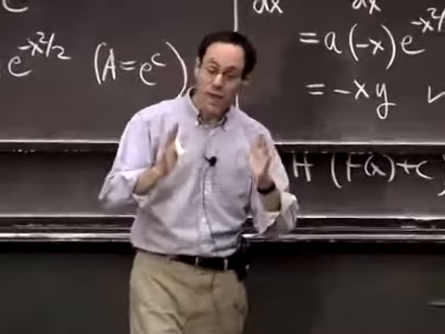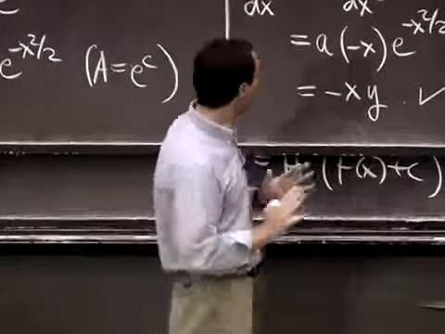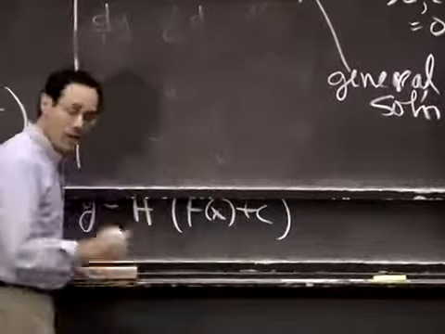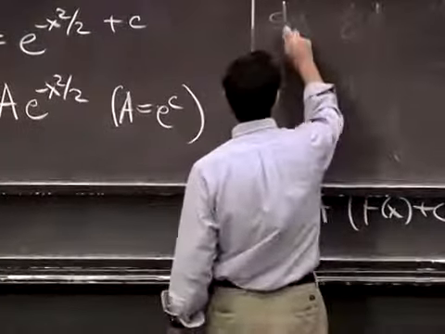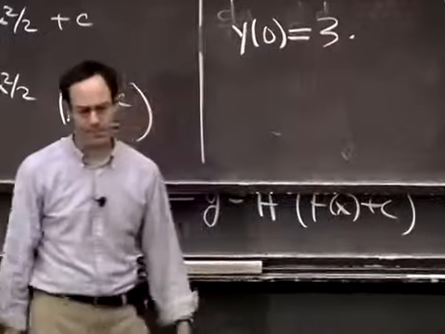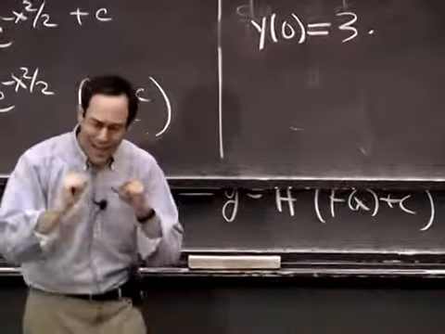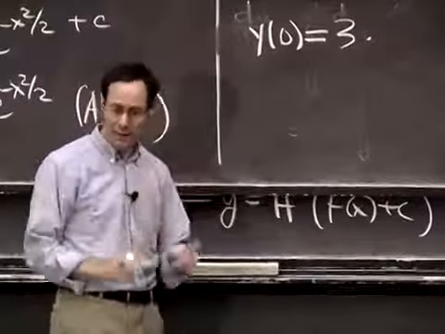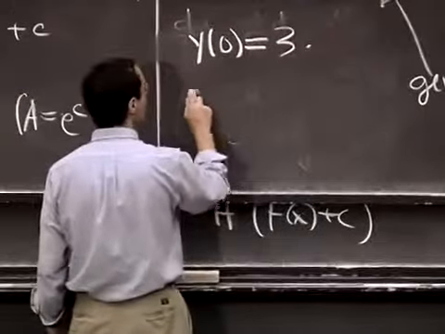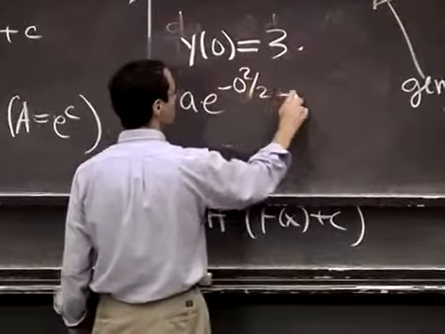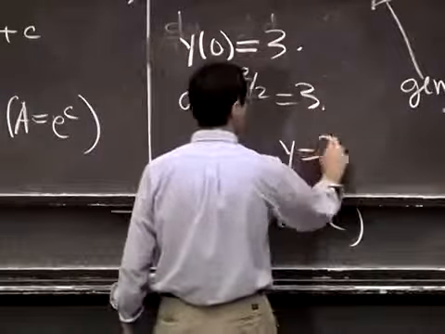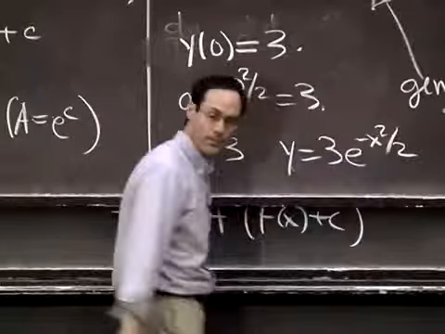Now, it could be that you're given extra information. If you're given extra information, and this is very typical in such problems, you have the rate of change of the function, which is what we've given, but you might also have the place where it starts, which would be, say, it starts at 3. Now, if you have that extra piece of information, then you can nail down exactly which function it is. If you plug in 3, you see that a times e to the minus 0 squared over 2 is equal to 3. So a is equal to 3. And the answer is y equals 3e to the minus x squared over 2.